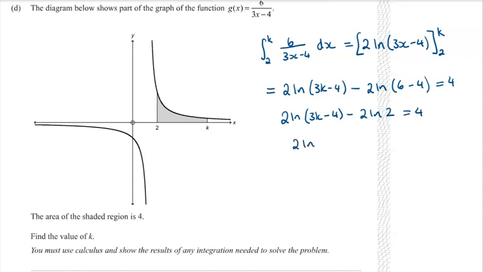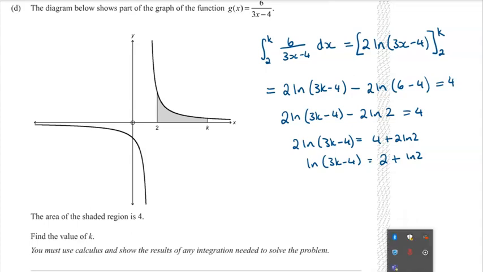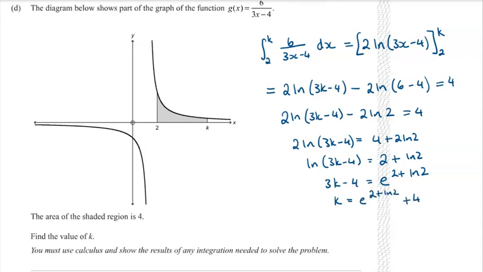So we'd have 2 log 3k minus 4 is equal to 4 plus 2 log 2. Remember, logs are just numbers, so I'm just solving this equation now. This will be 4 plus 2 log 2 over 2. Those 2's are going to cancel, so it'll be 2 plus log 2. To do the inverse of natural log, we take e's of both sides. So 3k minus 4 would be e to the 2 plus natural log of 2. So k will be e to the 2 plus the natural log of 2, add on 4 and divide by 3.